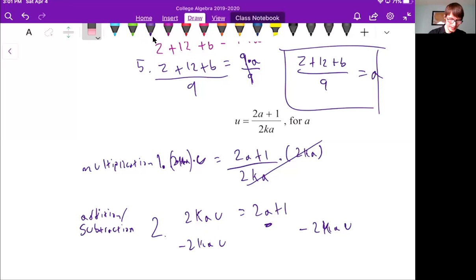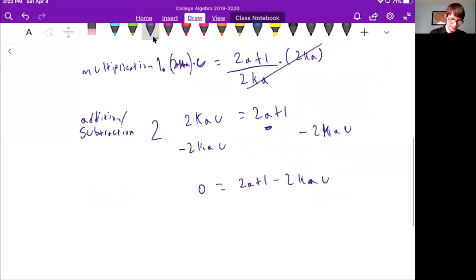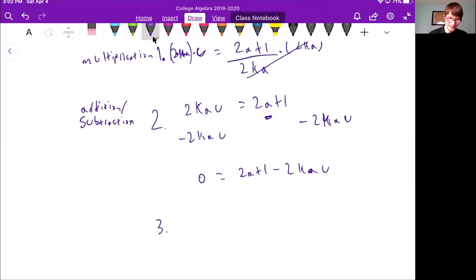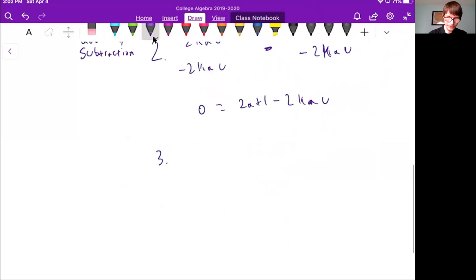So this becomes 2kau minus 2kau. That's 0. So 0 equals 2a plus 1 minus 2kau. All right, so that's step 2. Step 2 is finished. Then we'll go to step 3. Step 3 says we need to combine all a's into 1 by factoring it out. So we're going to factor out an a from this equation. Here's what we'll do. We'll bring all these a's together.